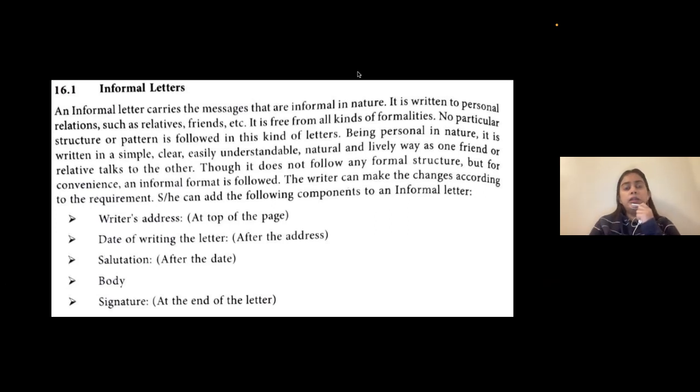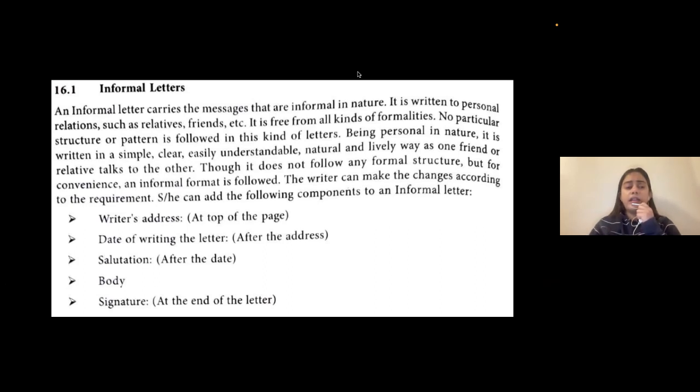In a personal context, which is clear to us from the word itself, you are able to express yourself in terms of how you are feeling. You can ask the other person how they are feeling. You may tell something personal about yourself in that letter. So the format for that letter, the informal letter, is the following.